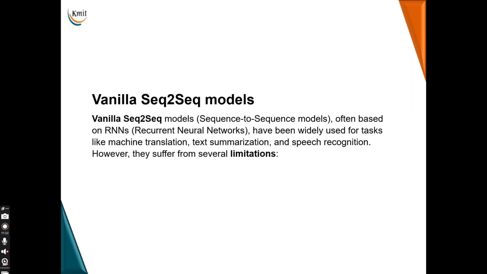Coming to the vanilla sequence-to-sequence models, these are often based on RNNs, which are widely used for tasks like machine translation, summarization, speech recognition, etc. They still suffer from some limitations. That is why we go for the attention mechanism. What are the limitations? Let us quickly look.